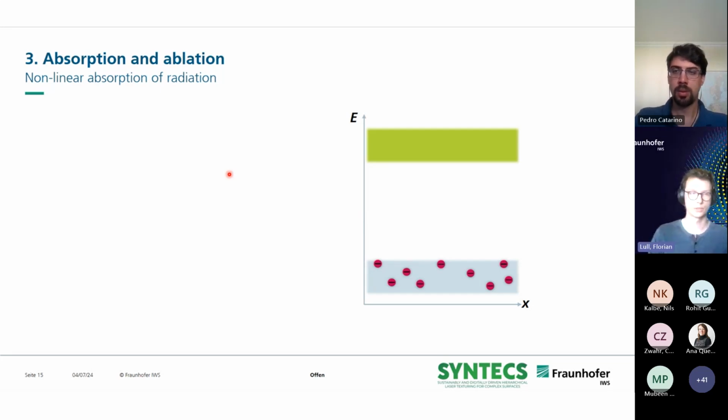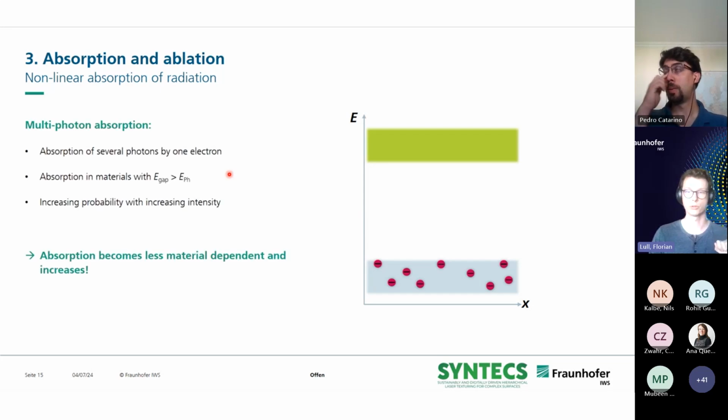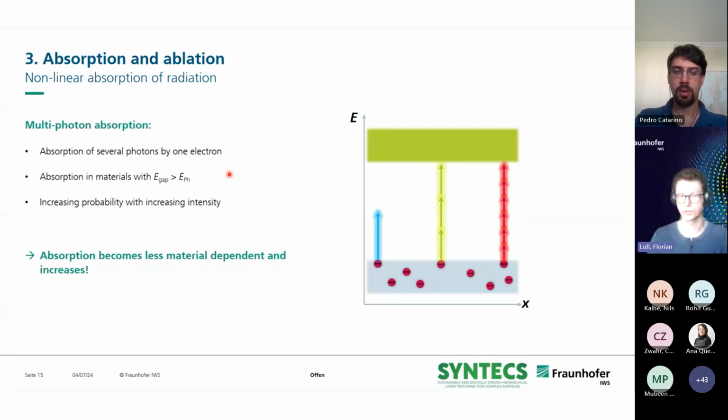And here we can use the so-called nonlinear absorption. One process of the nonlinear absorption is the multi-photon absorption. And as the name says, one electron not only absorbs a single photon, but in this example, 6 photons IR, or 3 photons green, or 2 photons of blue laser radiation. So with this process of multi-photon absorption, we can bring energy inside of materials with a band gap much higher than the photon energy. And the probability for this process is increasing with increasing intensity. And you saw some slides before, ultra short pulse lasers have the highest intensity.